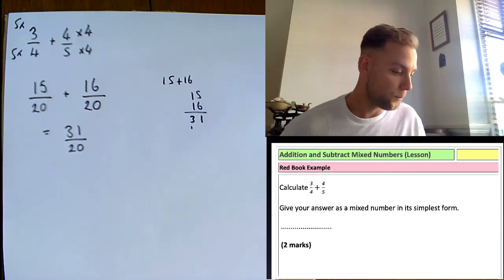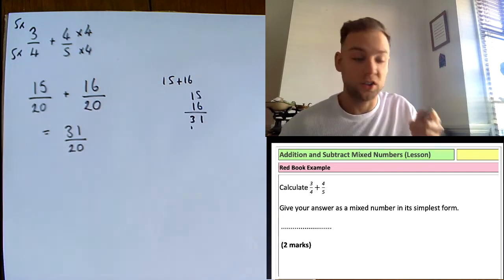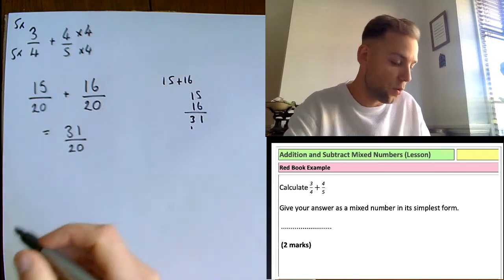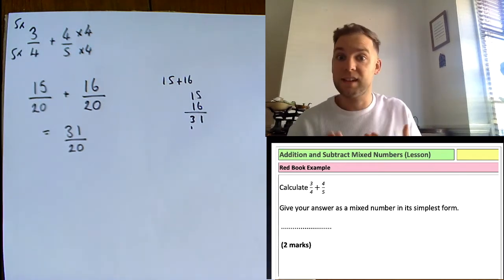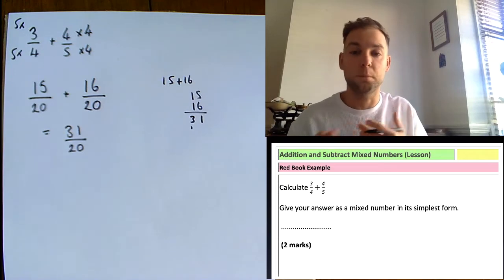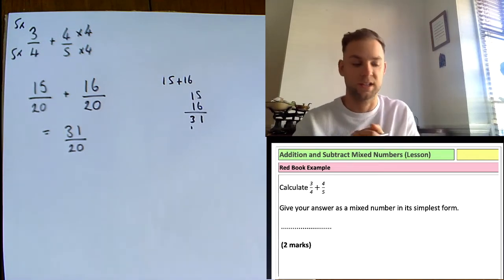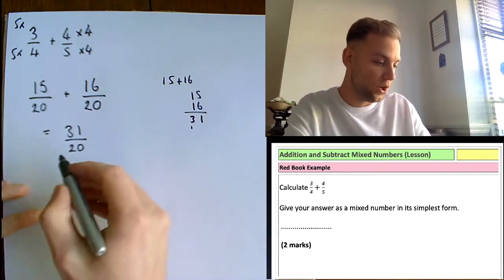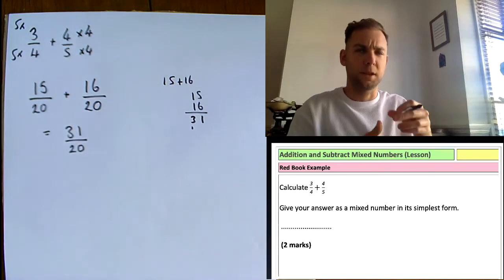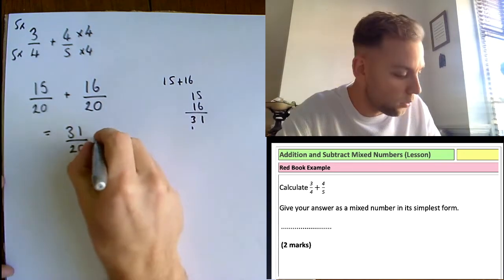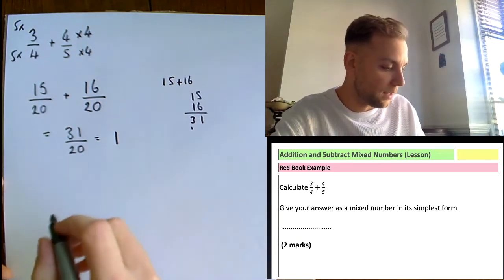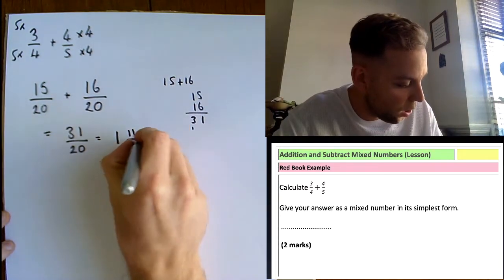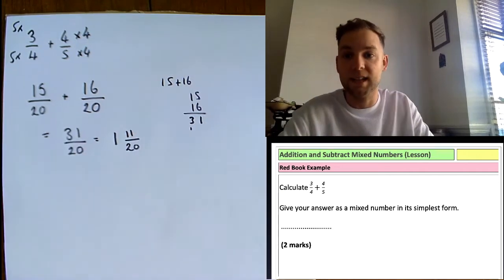If this is 2 marks, you're going to be getting 1 mark for getting this, and now we need to write it as a mixed number. You might have seen this if you've seen the mixed numbers to improper fractions video. We say how many times does 20 go into 31 and what's left over. 20 goes into 31, well, it'd be 20, 40, so it only goes in once. And what's left over? Well, 10 to get to 30, so it's going to be 11 over 20. And there's the answer.